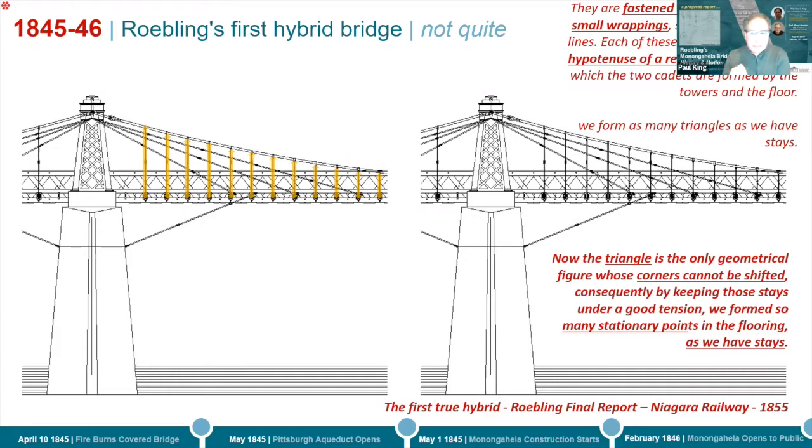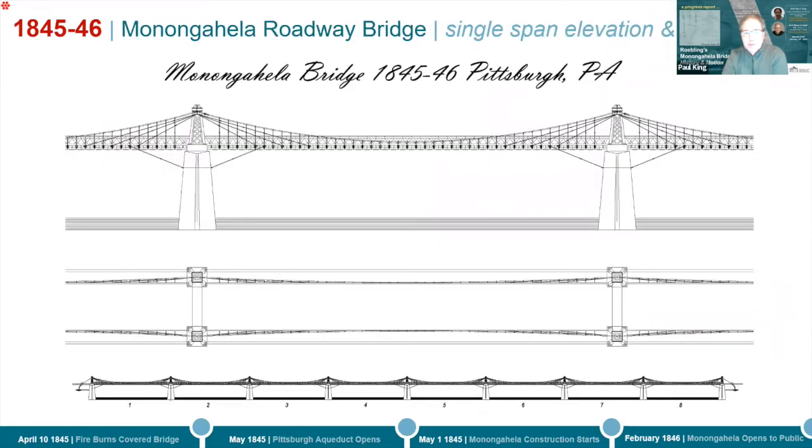Now, he writes this in 1855 when he's doing the Niagara Railway Bridge, which is really his first true suspension bridge, because what he didn't do here is the stays can move independent of the suspenders. And in this bridge, he did not tie them together. So essentially, he's not creating fixed triangles the way he intends to in his future suspension bridges. So it's his first suspension bridge, but not quite. Okay, so again, that's a look at the bridge.